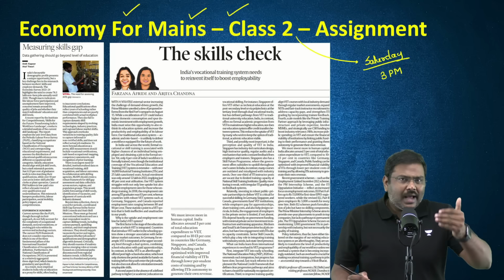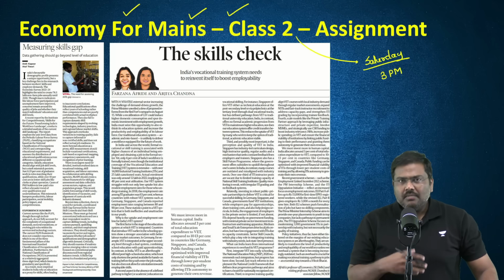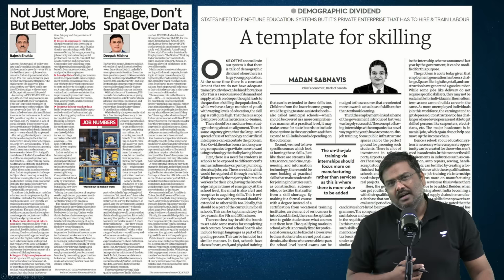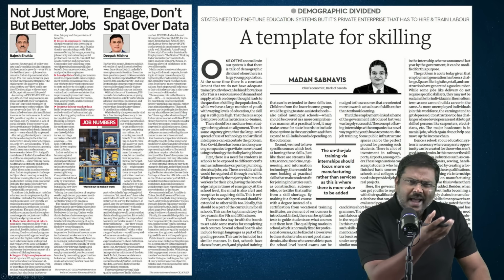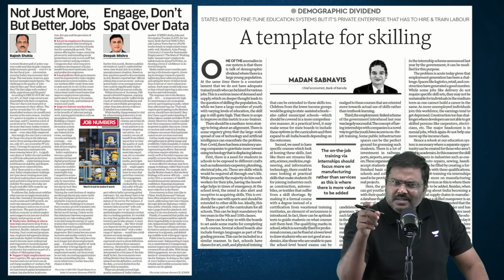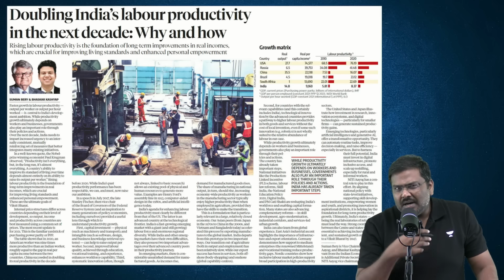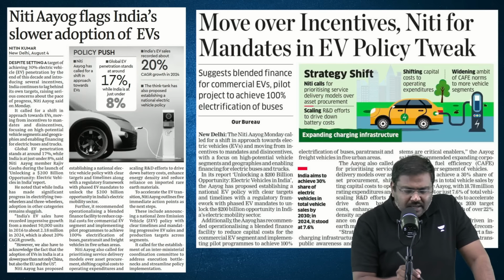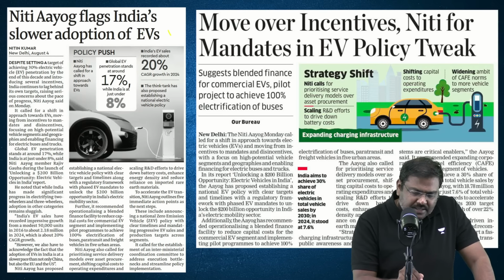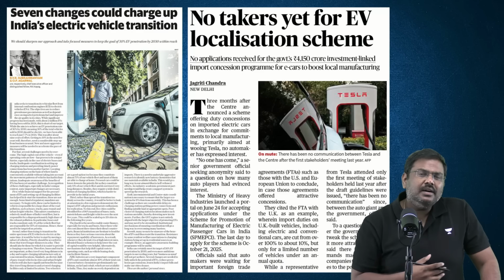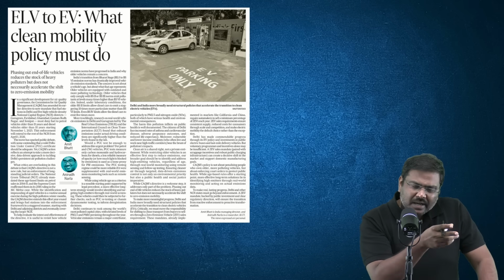So the model will be, I'll give you articles. For example, have a look at this. The first set of articles is on skilling in India. And skilling is a very important aspect of UPSC Mains. Please be very careful, especially under GS Paper 3. So I've given multiple articles associated with skilling. And the second set of articles is on electric vehicles, EVs. So I've given around 10-plus articles for both of these topics.